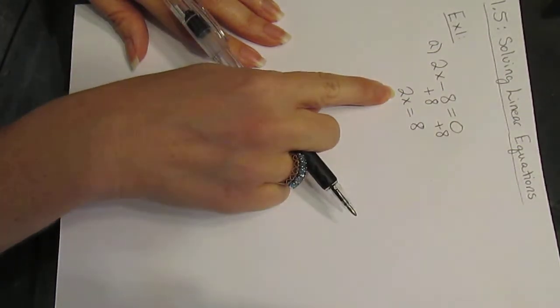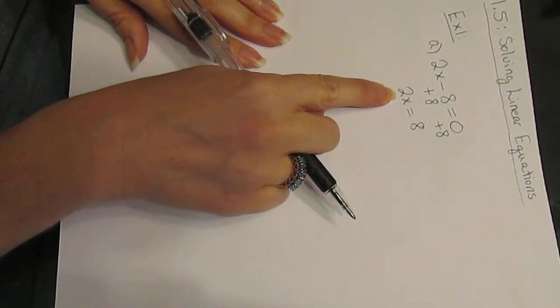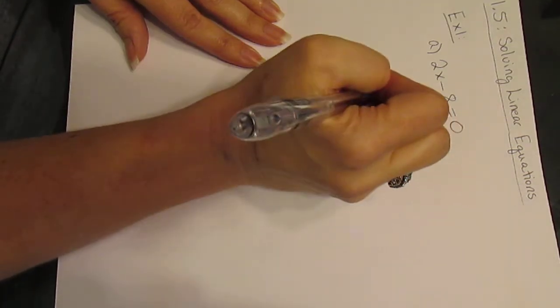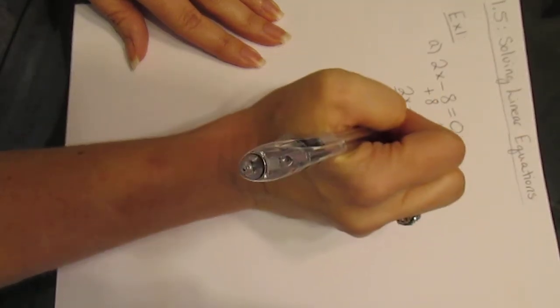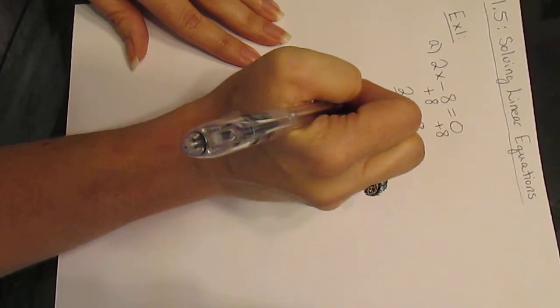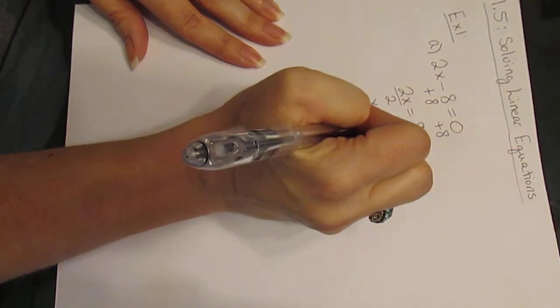And then we need to get rid of the 2. So it's being multiplied right now. We'll do the opposite and divide by 2. And we get our answer is 4.